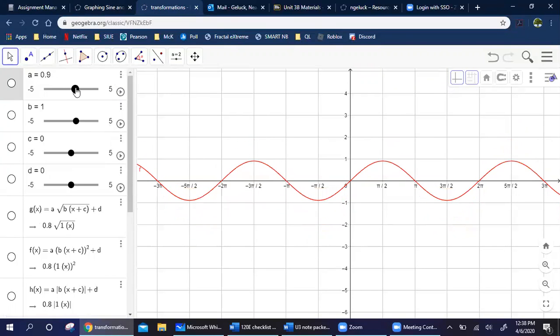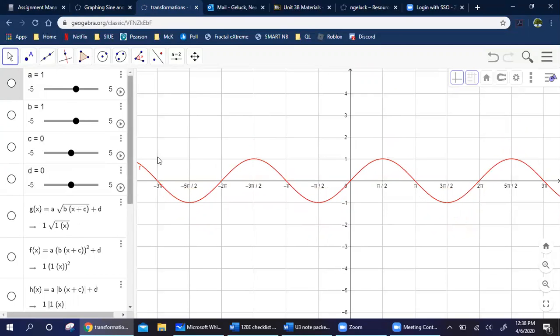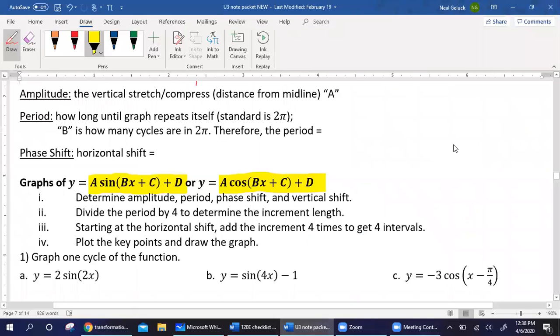An important thing to remember on amplitude is that amplitude is always positive. So even if we have a negative on amplitude, the negative would cause the reflection. The amplitude itself is positive.